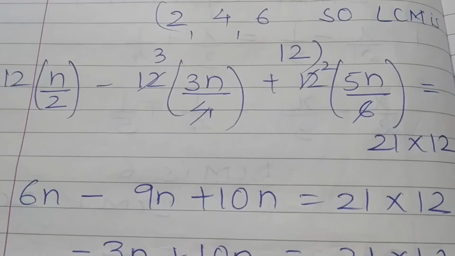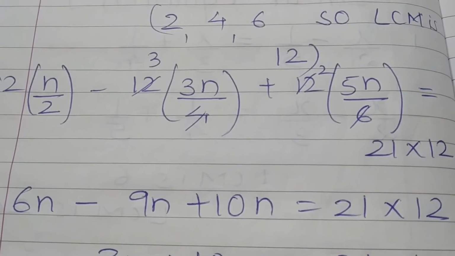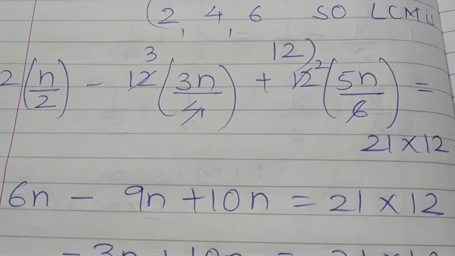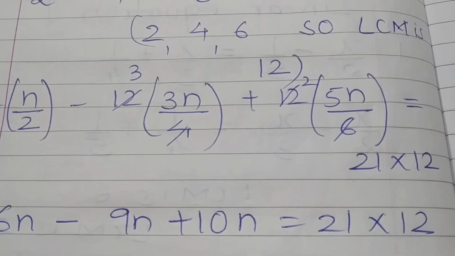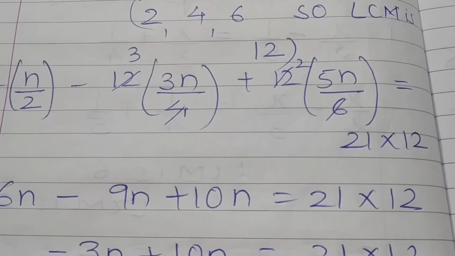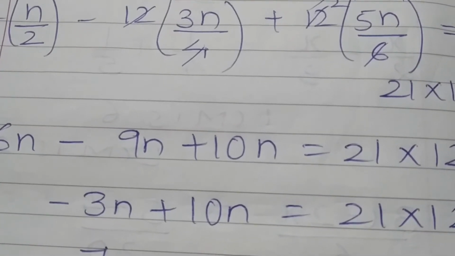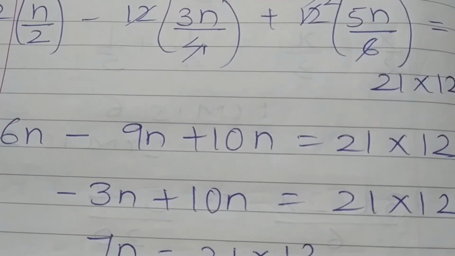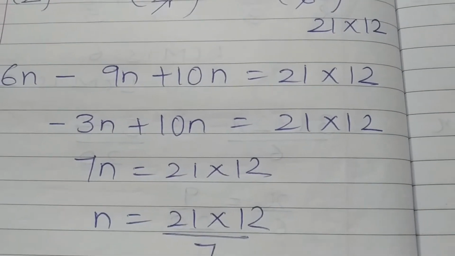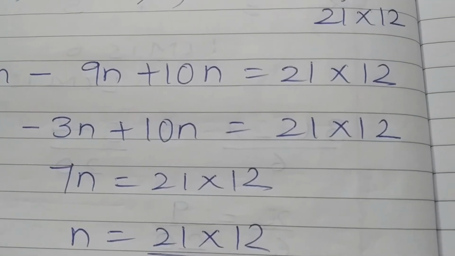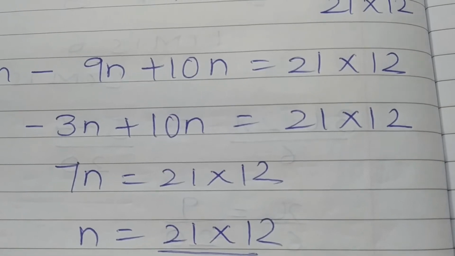2 6s are 12, so we get 6n. 4 3s are 12, so we get 3 3s are 9n, plus 10n. 6 2s are 12, 2 5s are 10, and on the right hand side 12 into 21, keep as it is. Now 6n minus 9n gives you minus 3n plus 10n is equal to 21 into 12. Minus 3 plus 10 gives you 7n. 7n is equal to 21 into 12.